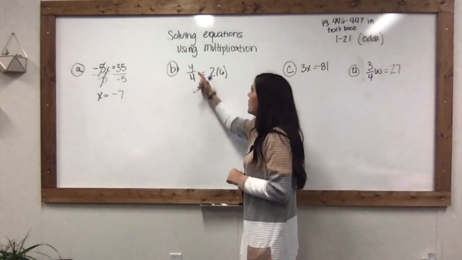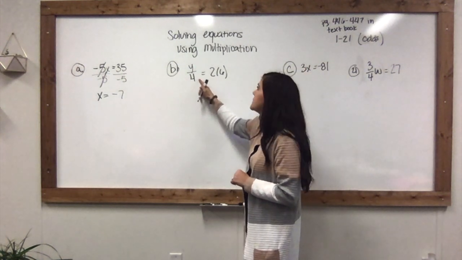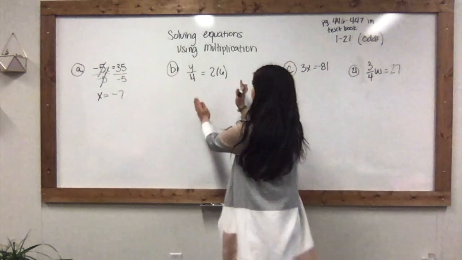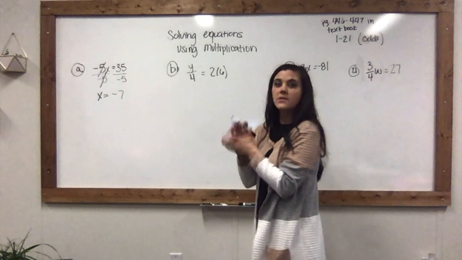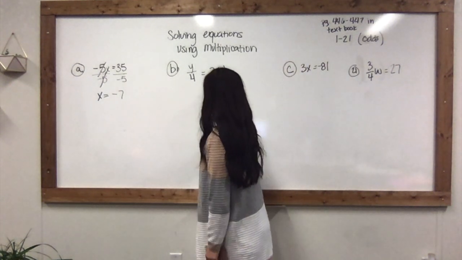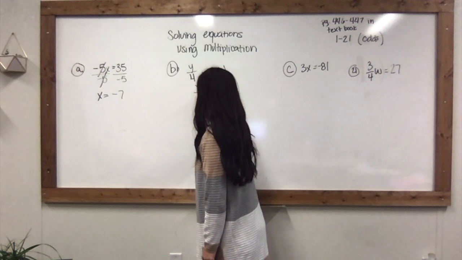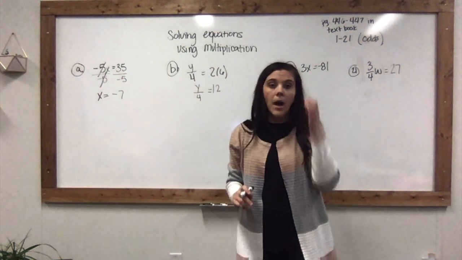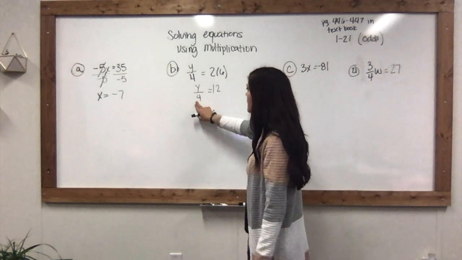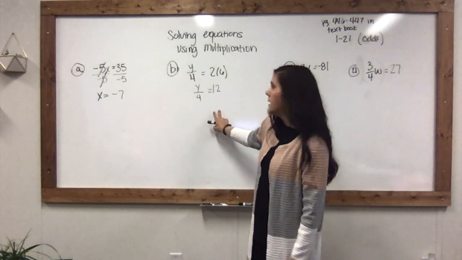We've got y divided by 4 equals 2 times 6. Well, I know that I can go ahead and at least solve this side of the equation. So I'm going to do that first. So 2 times 6 is 12. And the opposite of division is going to be multiplication. So we're actually going to take this 4 and multiply it by both sides.